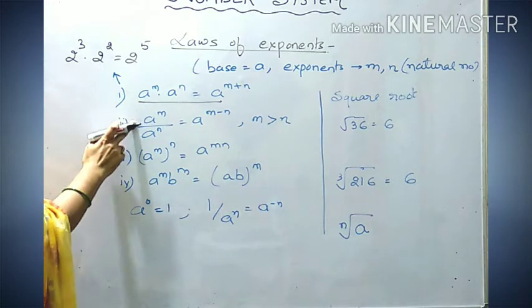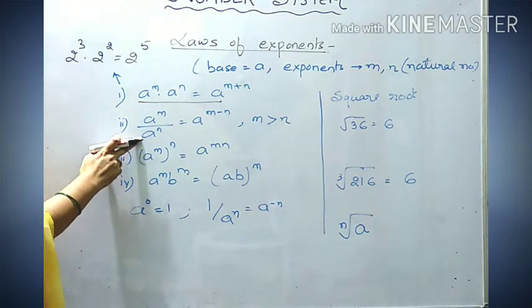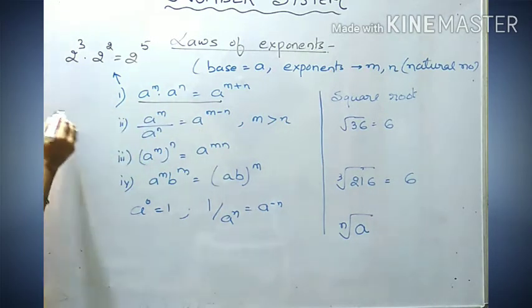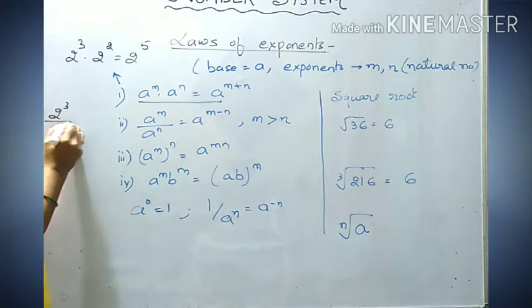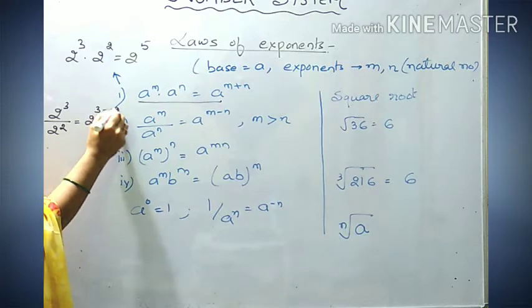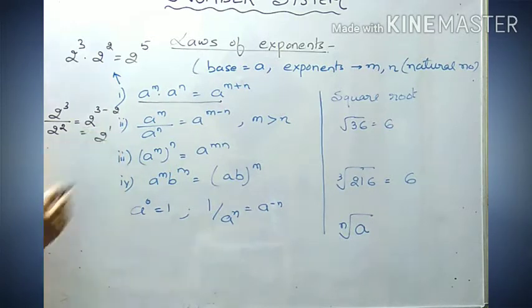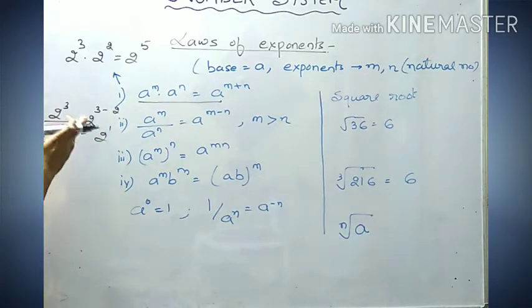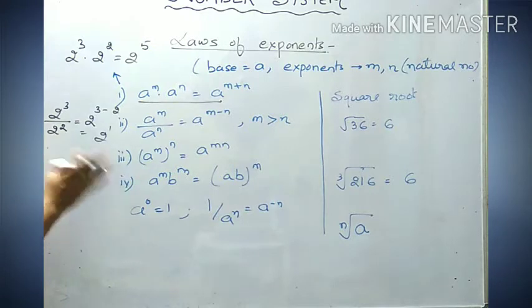Then the second law, a to the power m upon a to the power n is equal to a to the power m minus n, means 2 cube upon 2 square. So what will it be? 2 to the power 3 minus 2, so it is 2 to the power 1. You have done all this in your earlier classes.